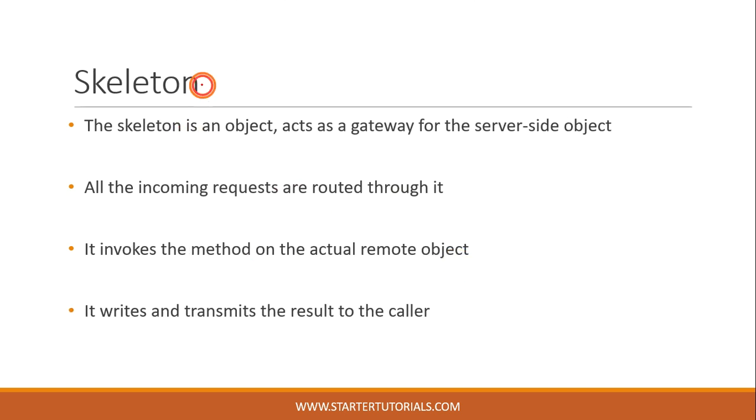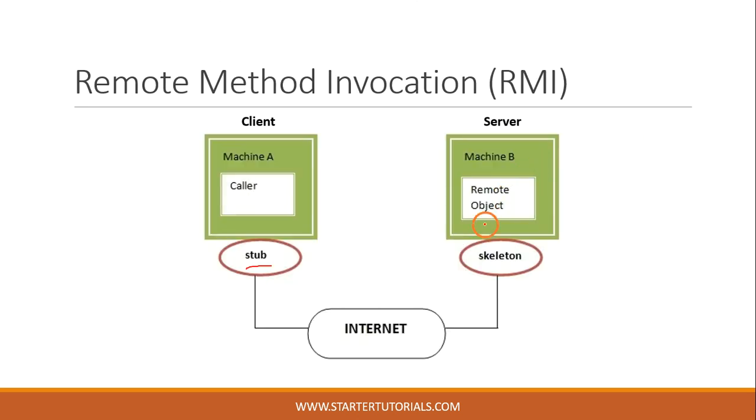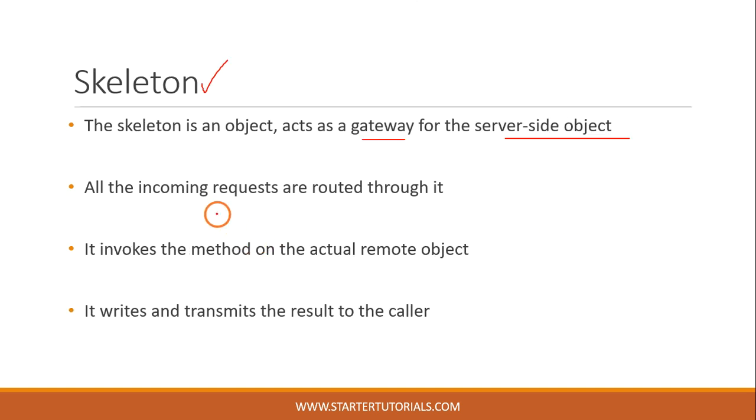And now let's see something about skeleton. It acts as a gateway for the server side object. You have seen in the diagram, right? Skeleton is on the server side, and all the incoming requests go through the skeleton. Once it takes the request, it will associate the request with the actual remote object which is running on the server. Once the remote object processes the request, the result will be transmitted to the caller again by the skeleton object.